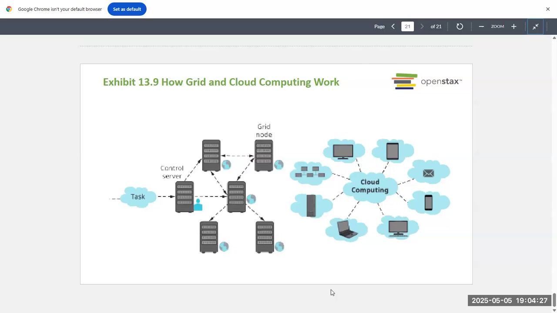So how does the grid and the network work in terms of cloud computing as well? Grid computing involves dividing large tasks into smaller segments that can be processed in parallel across multiple servers or grid nodes. And they are controlled through a control server, which coordinates the distribution between all of them.